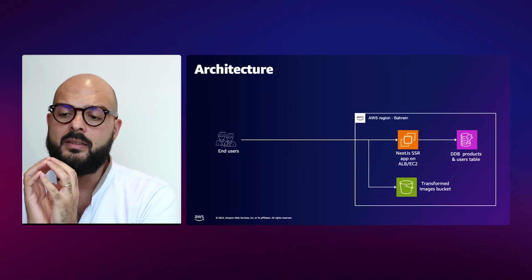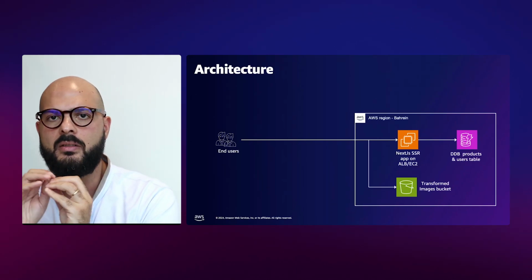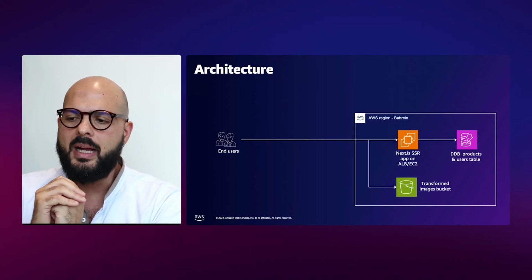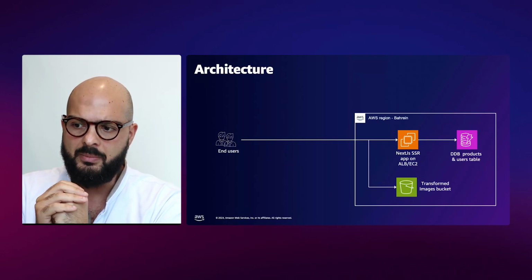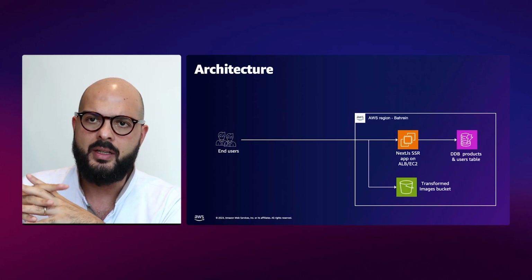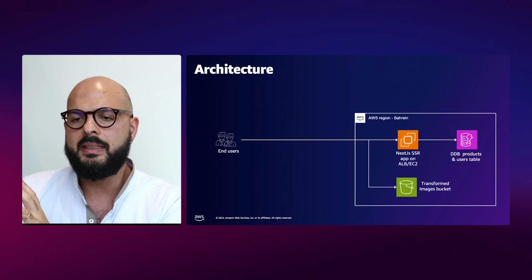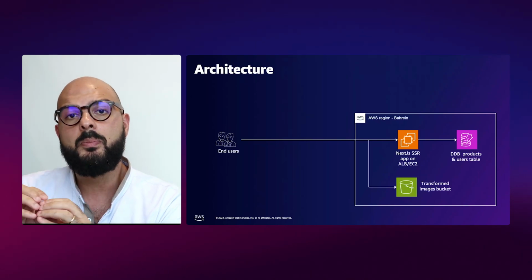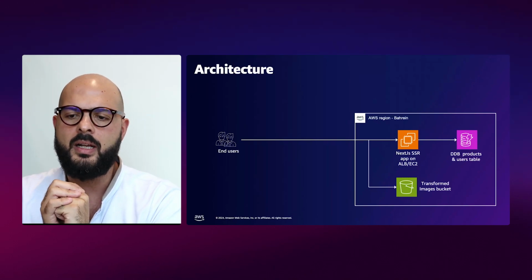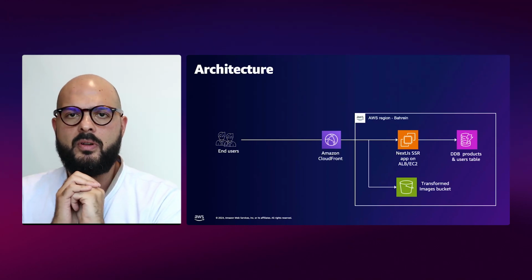All right, so what's the architecture? As I mentioned, it is based on the Next.js framework, server-side rendered. It is hosted on EC2 instances behind an application load balancer, and the backend where I store the product and the user table is in DynamoDB. And I also implemented an image transformation solution that we don't see here in the diagram, but basically the images are transformed and placed in this S3 bucket.